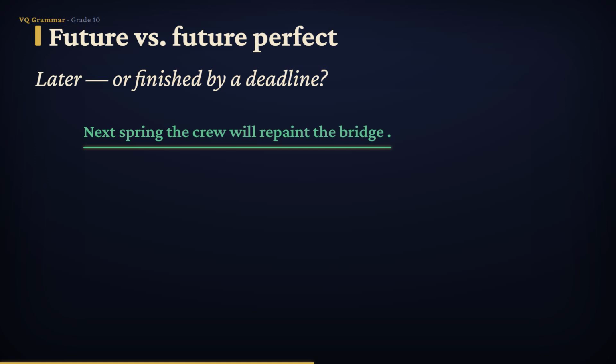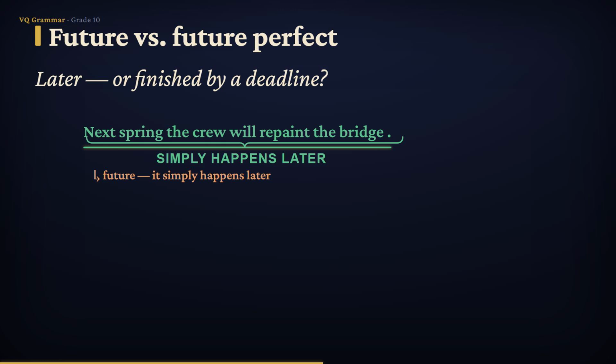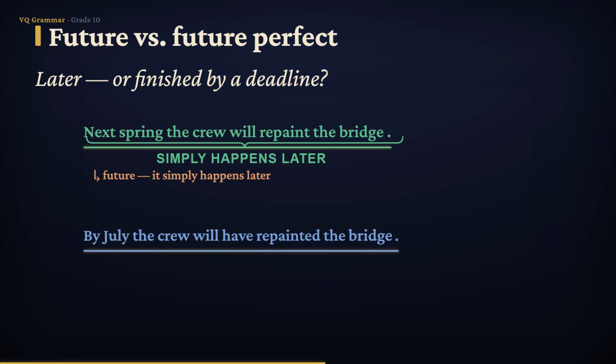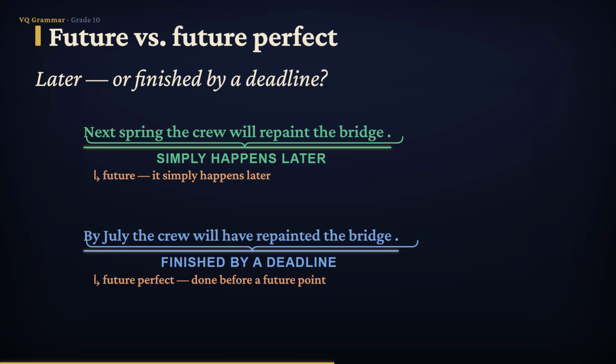Next spring, the crew will repaint the bridge. Simple future. The action simply happens later, and that's all we know. Sentence 2. By July, the crew will have repainted the bridge. Now we've set a deadline, and the sentence promises the work will be complete before that deadline arrives.